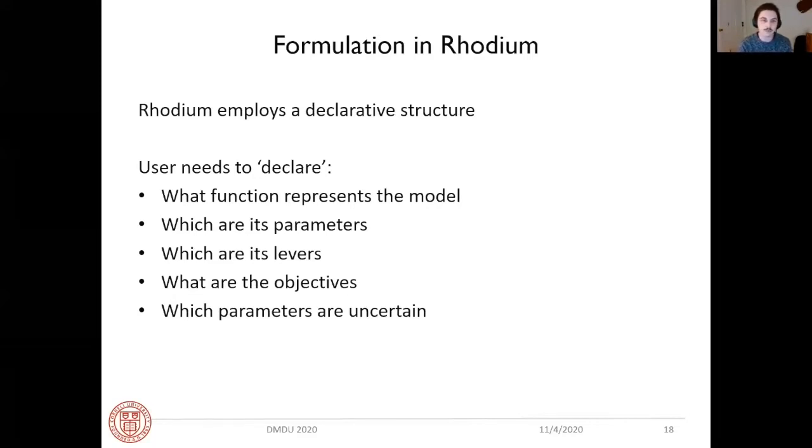So the first thing we need to do is declare what function represents the model. For our example, we're going to use a Python function, but again, you could also use a C or a C++ function, a Fortran function, an Excel function. We also need to define what the model parameters are. What are the decision levers that are relevant for our system? What are the objectives? And what are the uncertain parameters of our model?